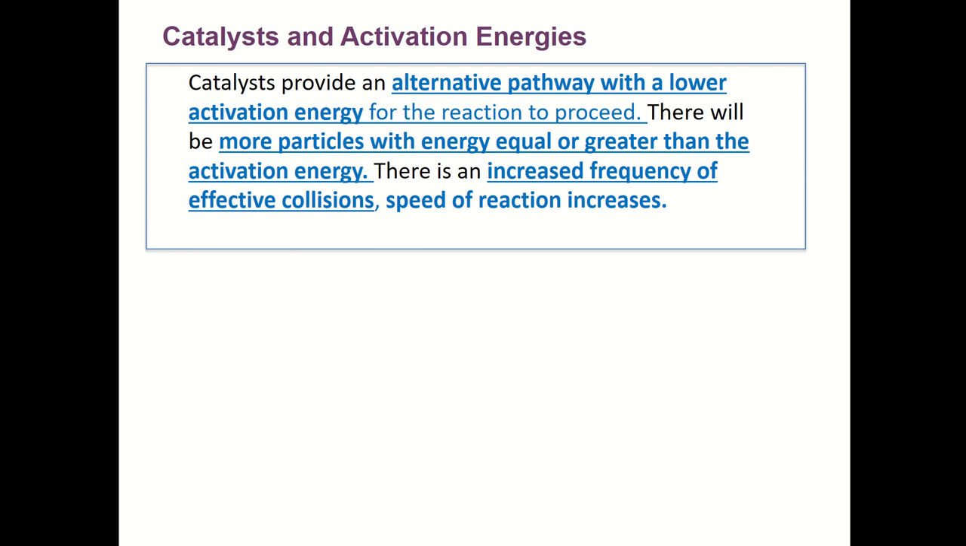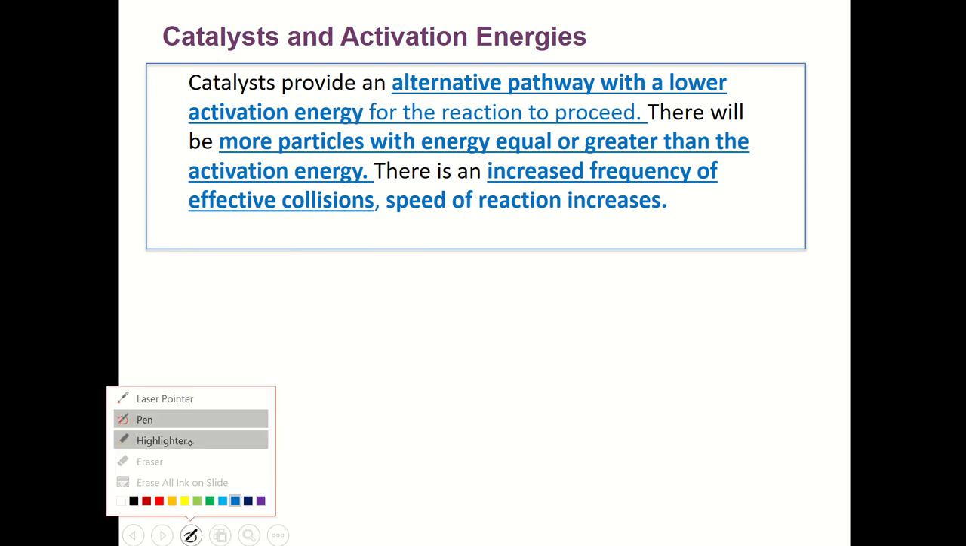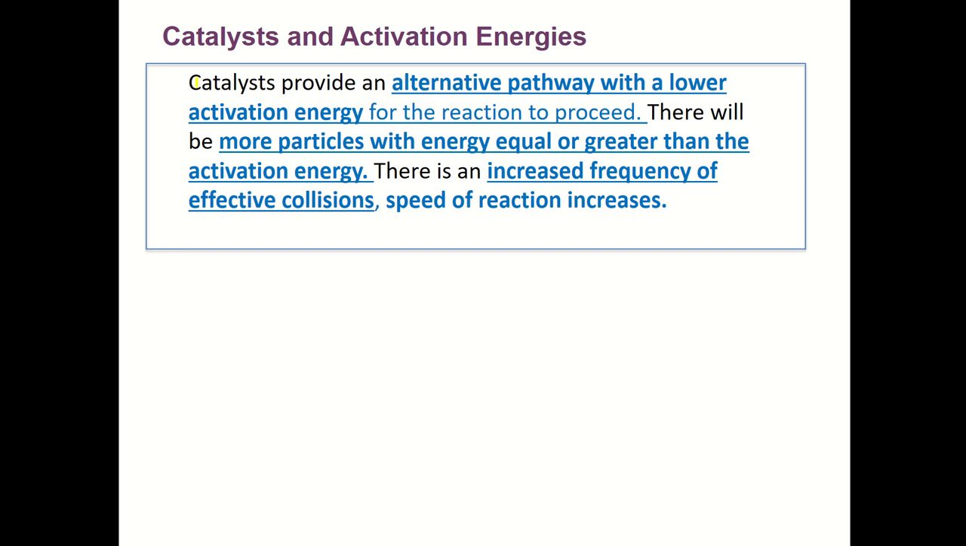So when you lower the activation energy, when you have a catalyst, so this is the factor, the catalyst provides alternative pathway with lower activation energy. So what happens is you have more particles with energy equal to or higher than activation energy. This increases frequency of effective collision and hence speed of reaction goes up.